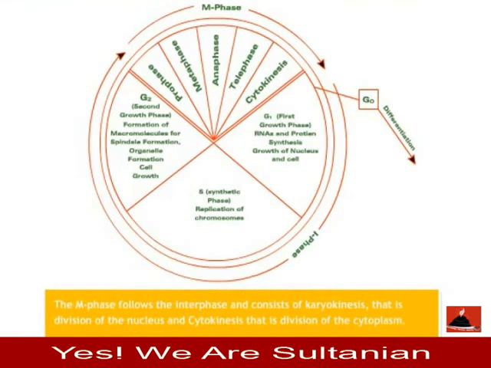The M phase follows the interphase and consists of karyokinesis and cytokinesis. Karyokinesis is the division of the nucleus, and cytokinesis is the division of the cytoplasm.